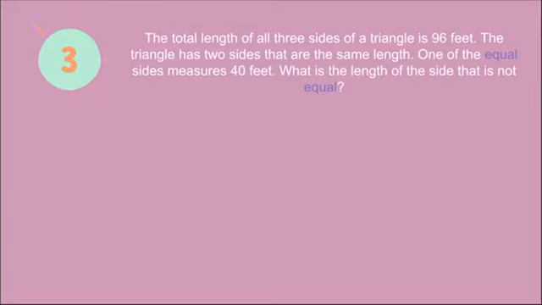Now, problem 3. Let's see what you got. Problem 3 says the total length of all three sides of a triangle is 96 feet. The triangle has two sides that are the same length. One of the equal sides measures 40 feet. What is the length of the side that is not equal? Let's solve it. I got this.